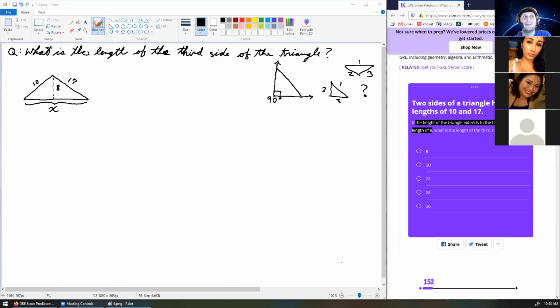Okay, you're on the right track. In fact, that's a pretty good idea. So here's what you're talking about. That's called the... no, never mind, that's called the Pythagorean Theorem.